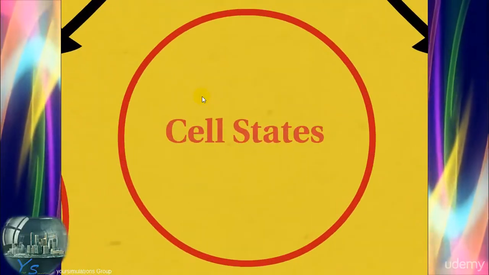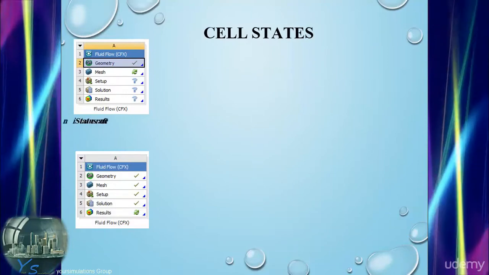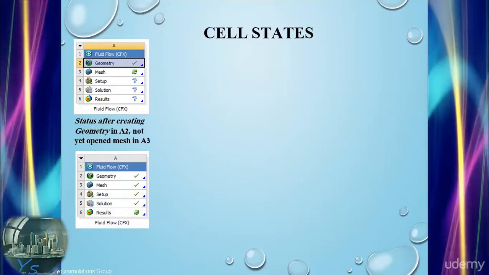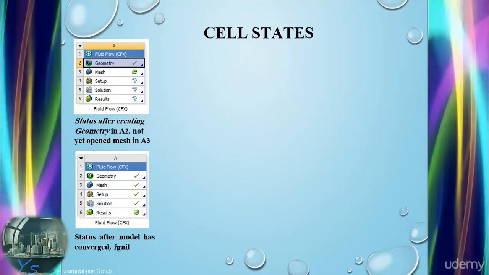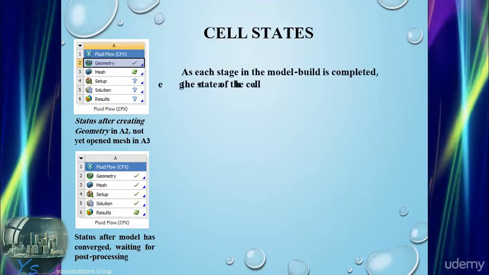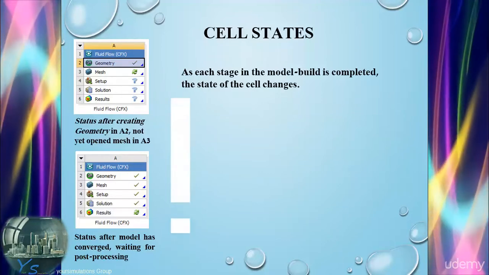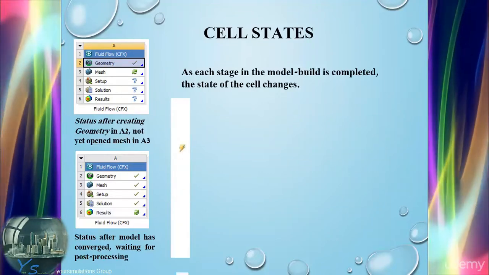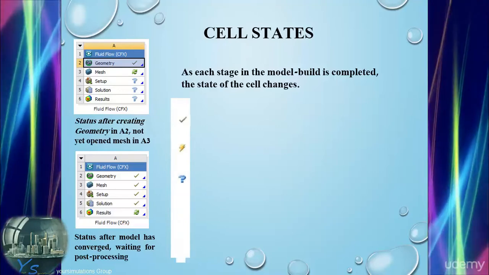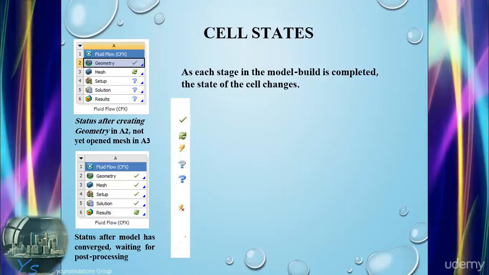From a project management perspective, it's important to understand the status of each of the cells within the analysis or component system. Workbench offers a particular icon to identify the status of the elements of a simulation system, so the user can easily see at which point the analysis has reached, or if there are particular problems with the analysis, so the user can go in and address them.